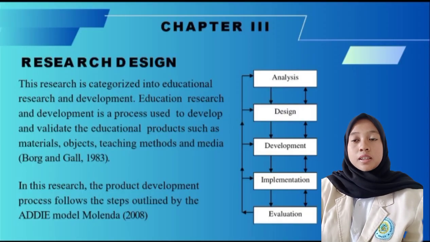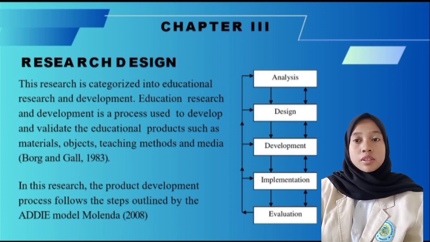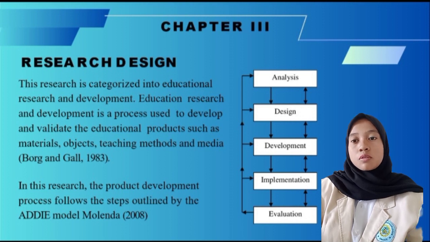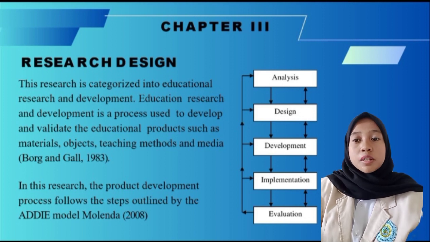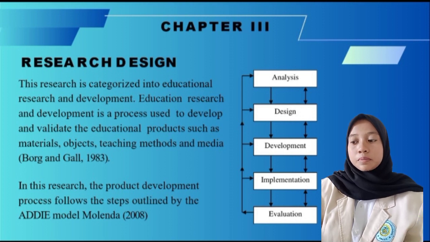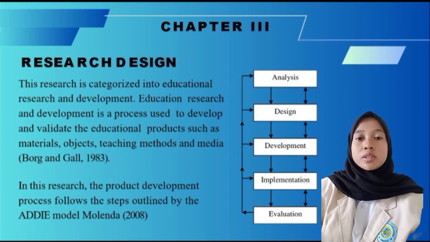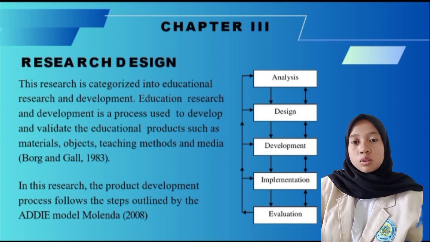Chapter 3, Research Design. This research is categorized as educational research and development. Educational research and development is a process used to develop and validate educational products such as materials, objects, teaching methods, and media by Borg and Gall, 1983. In this research, the product development process follows the steps outlined by the ADDIE model, Molenda, 2008.